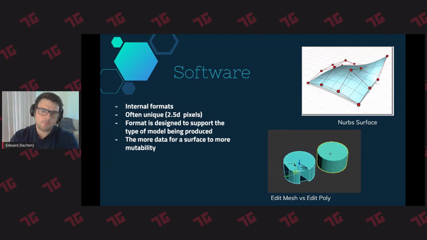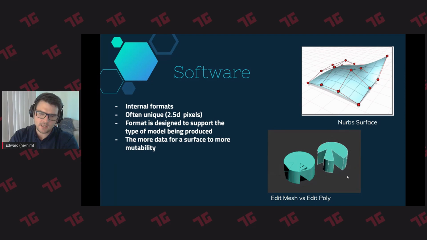And as you transfer from one program to another, you will either lose or gain different pieces of information about your surface model, and when it finally comes into your engine, you will also then lose specific pieces of information. So the example that I gave down here is, even in one single piece of software, an example of an edit mesh versus an edit poly in 3ds Max.